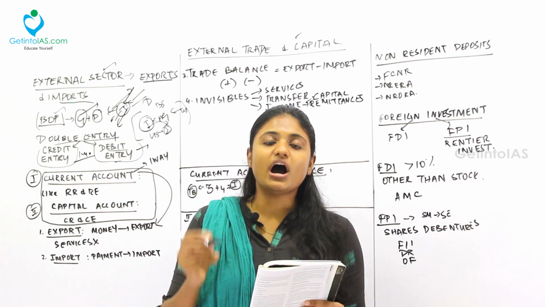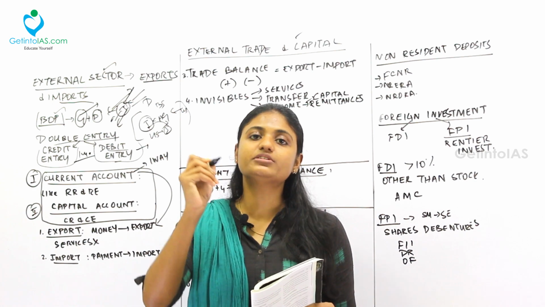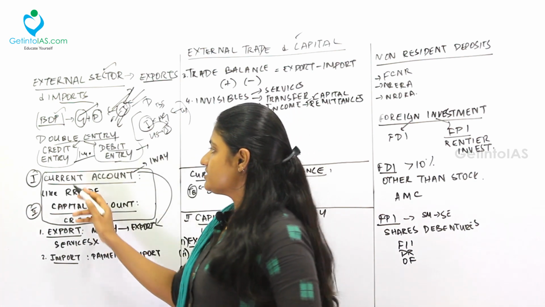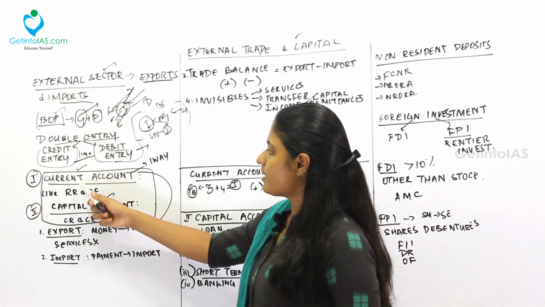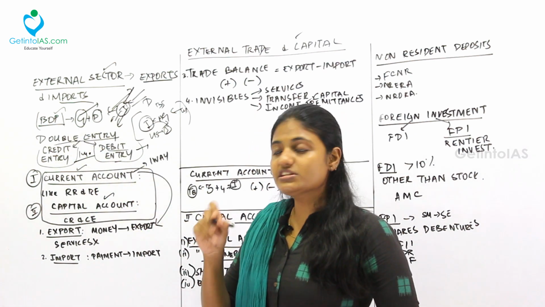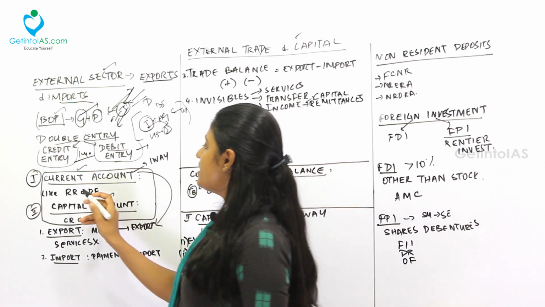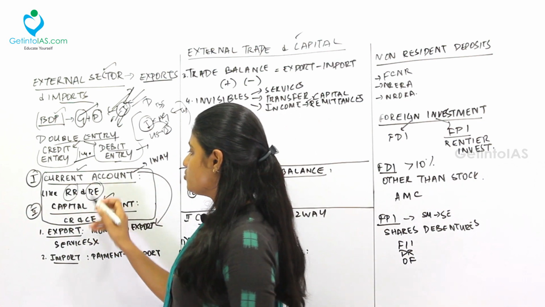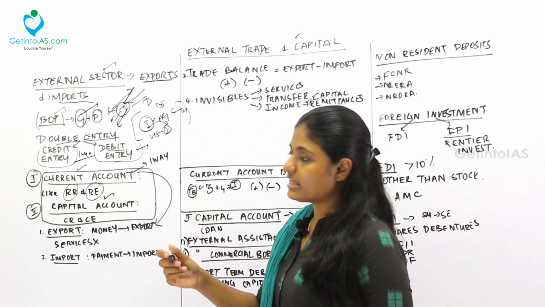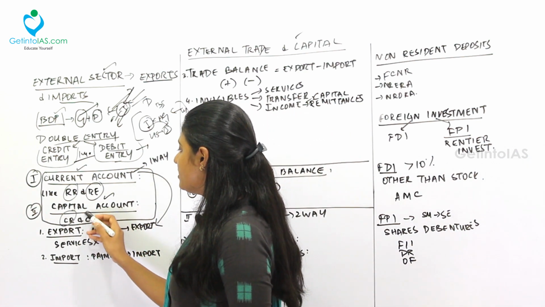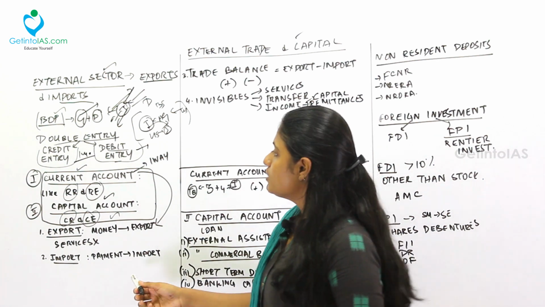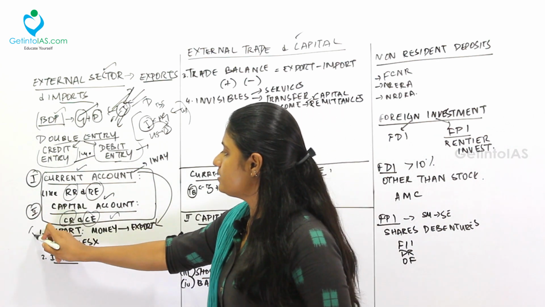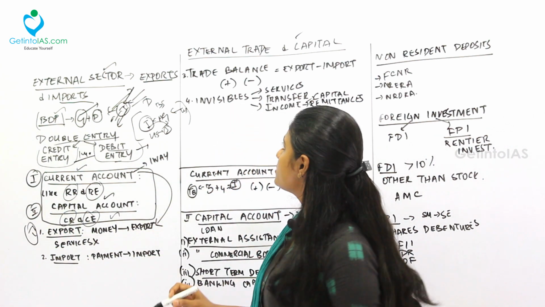Under the balance of payment, you have two types of account: the current account and the capital account. Inside the current account, it is similar to the revenue receipts and revenue expenditure. Under the capital account, it is like the capital receipts and capital expenditure. We already dealt with these, please recall.